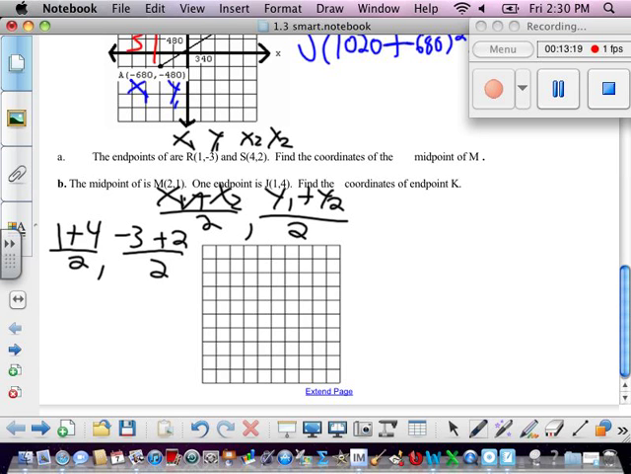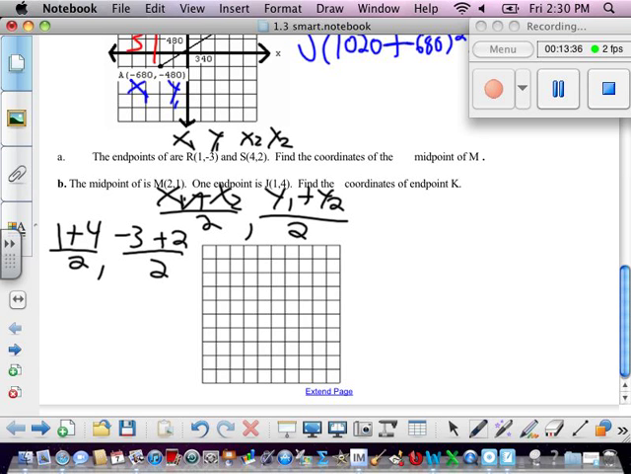Does everybody get where I got that from? So I just labeled them x1, y1, x2, y2. And then I plug them into the formula at the top of your paper on the other side for midpoint.